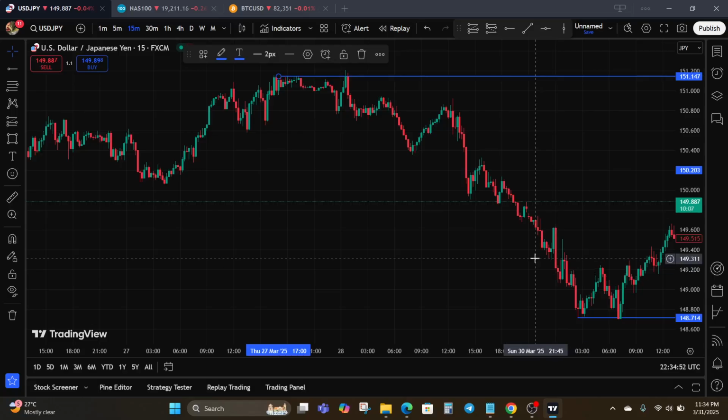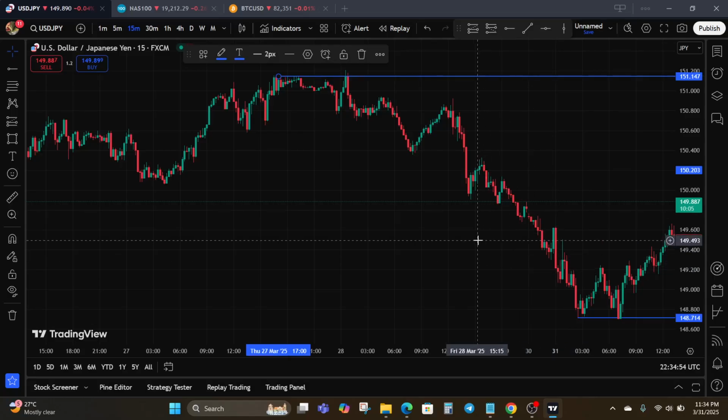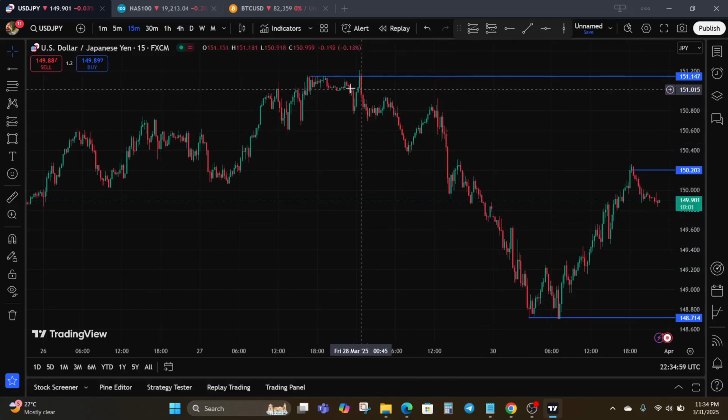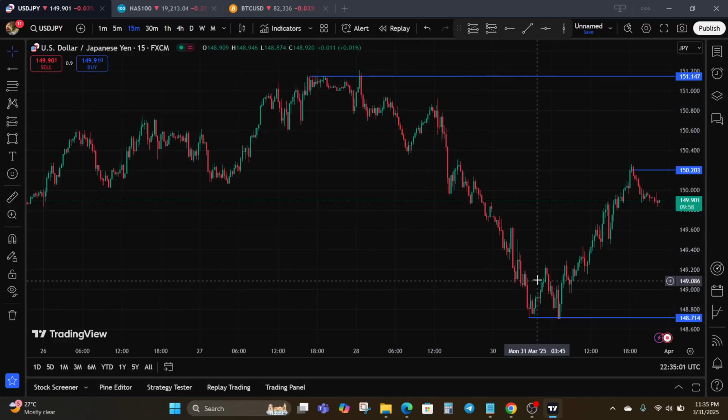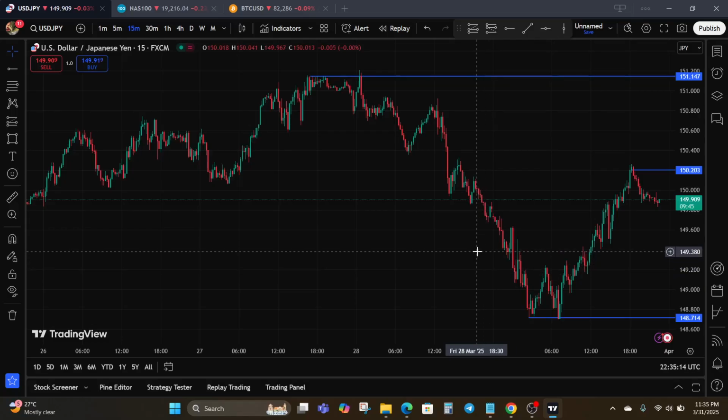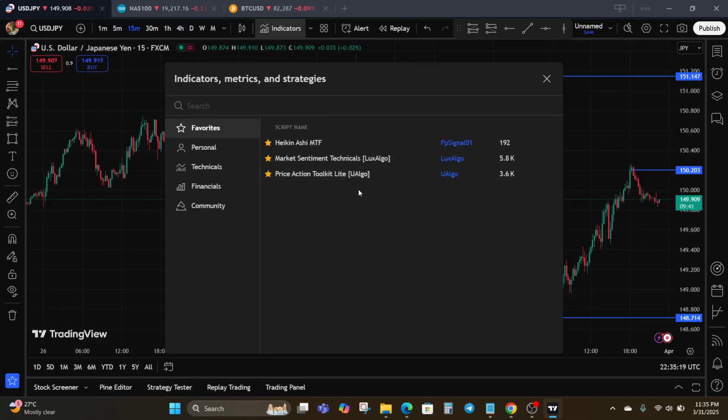But in real-time trading, it's not always that easy to spot the right moment. It's not always easy to spot the highest point and the lowest point, the top and the bottom. So that's where this indicator comes in. Introducing the best buy sell signal indicator. Let us just add the indicator to the chart right away.